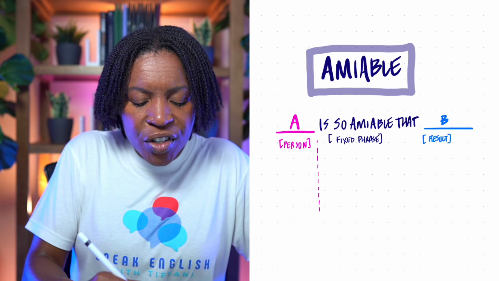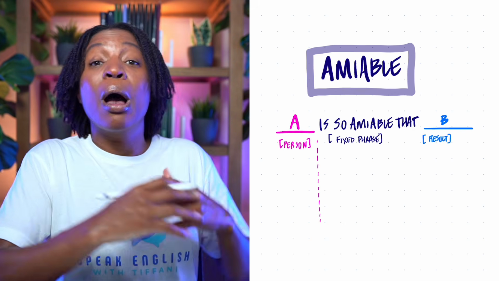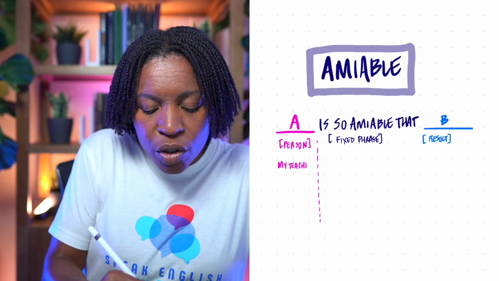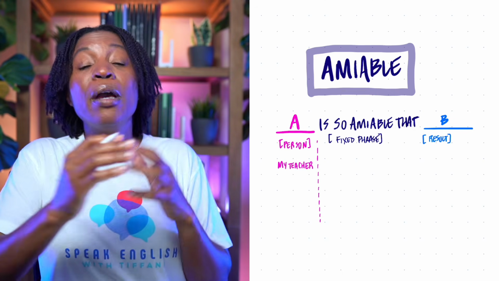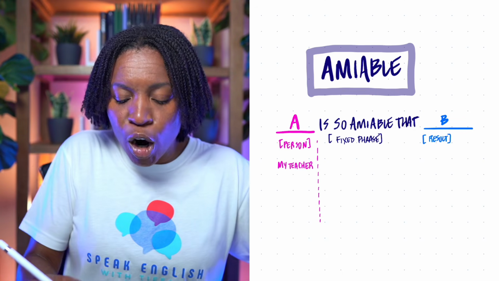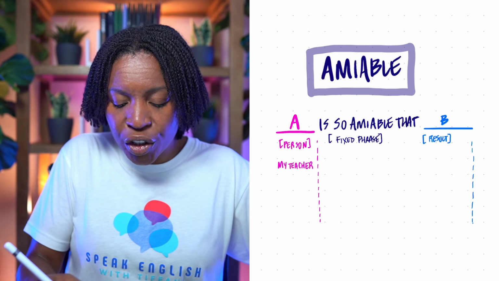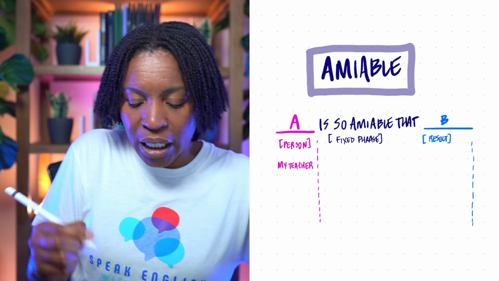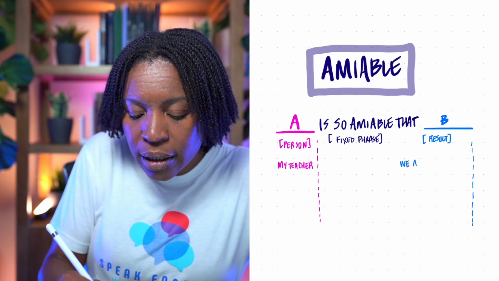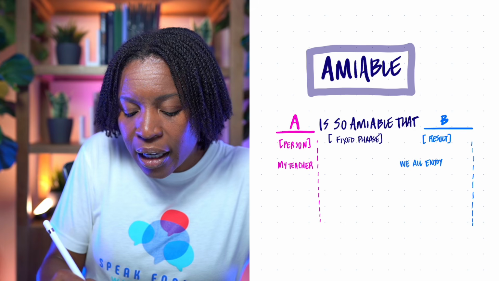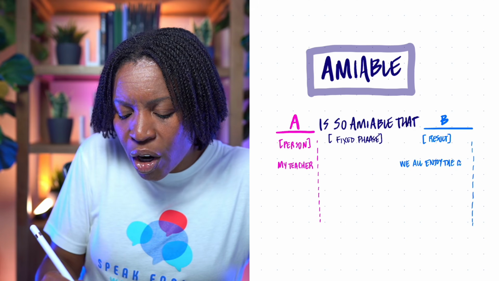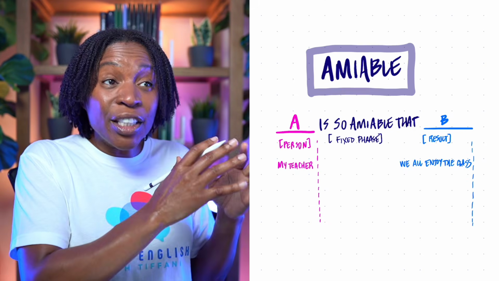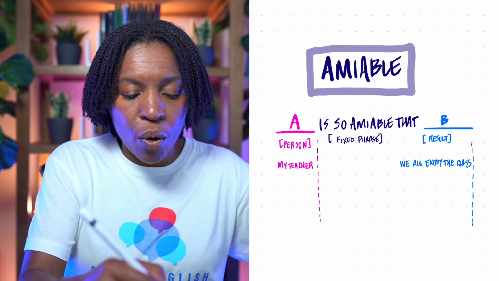For our first example, we're going to say the person is my teacher. Keeping it simple. My teacher is so amiable that, now let's get a result. The first result. My teacher is so amiable that we all enjoy the class. Again, the result, we all enjoy the class. My teacher is so friendly, so pleasant that we all enjoy the class. So again, my teacher is so amiable that we all enjoy the class.